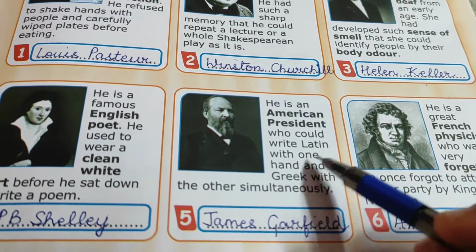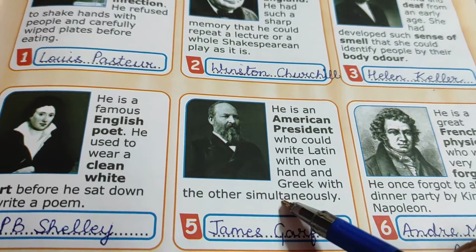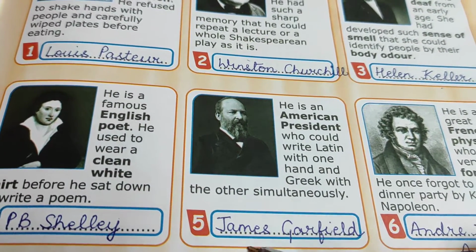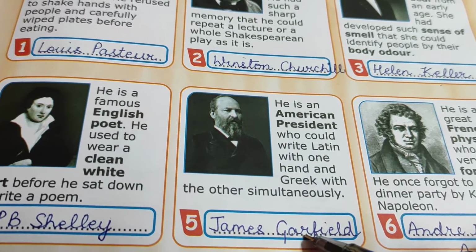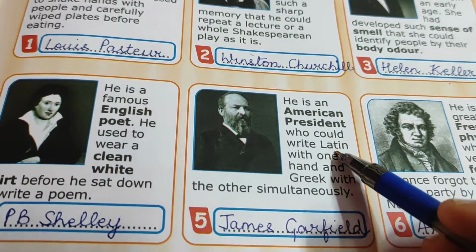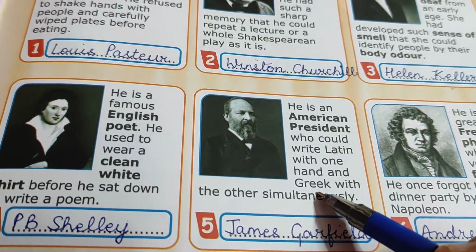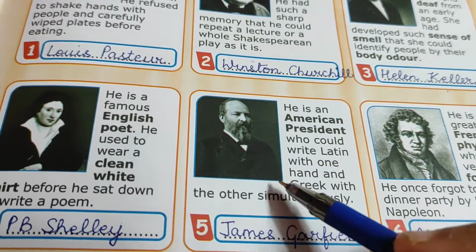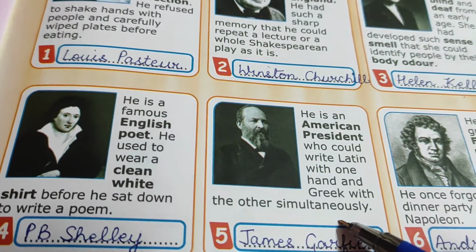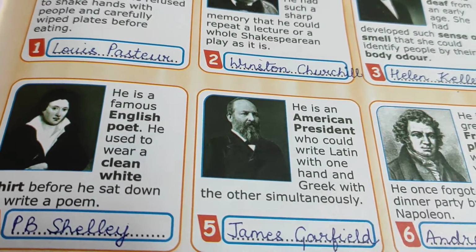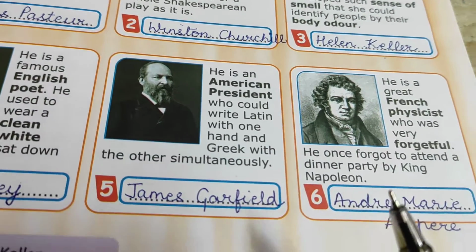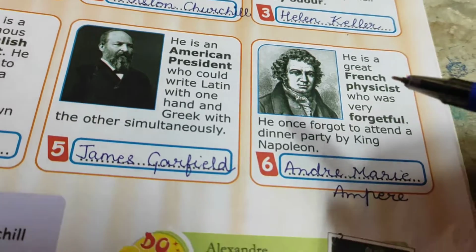Coming on to the next one, we talk about an American president who could write Latin with one hand and Greek with the other hand simultaneously. See the quality of this president. He was James Garfield. With one hand, he used to write the Latin language. With the second hand, he used to write Greek. And these two things he could do simultaneously, side by side only.